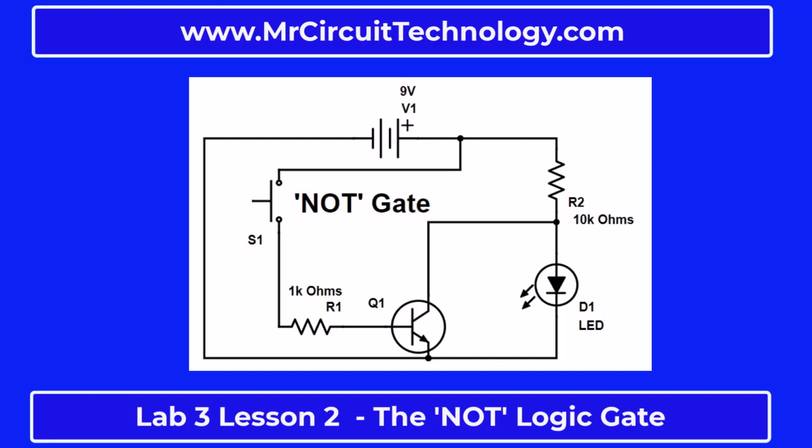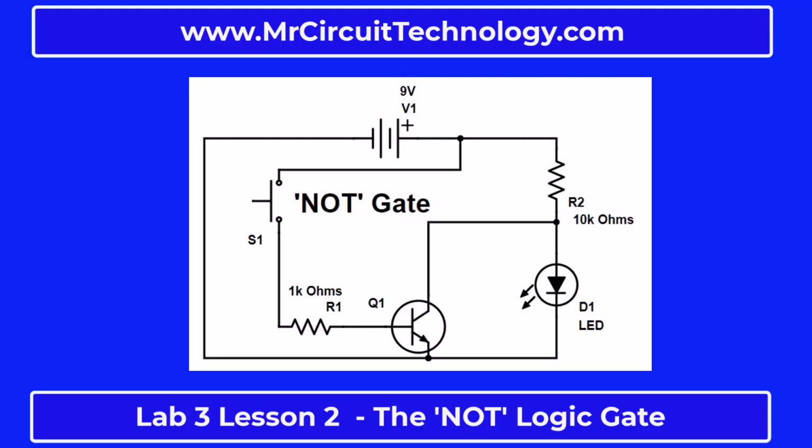Let me explain the circuit. You will notice that this circuit is similar to the yes gate, as it has one transistor, one LED, two resistors, a 9-volt battery, and a normally open push-button switch. As in all digital logic gate circuits, when the LED is lit up, it means that there's a true on the output.